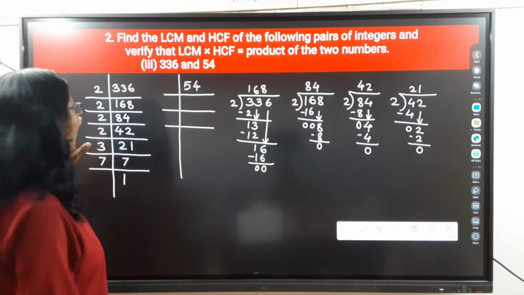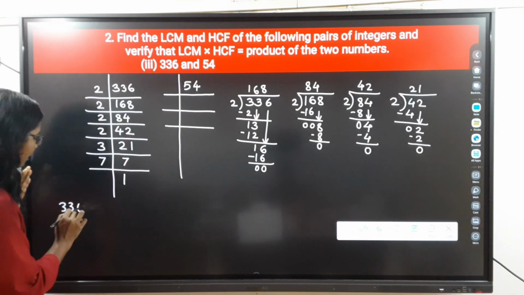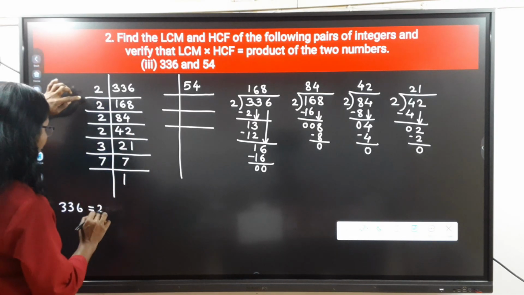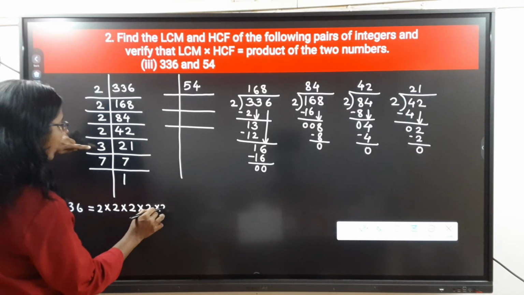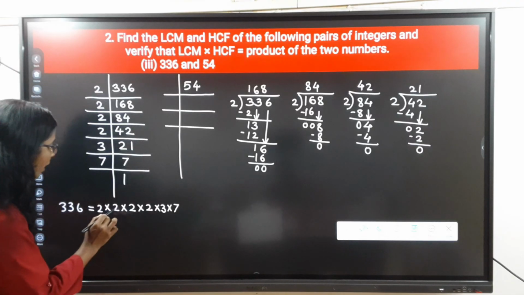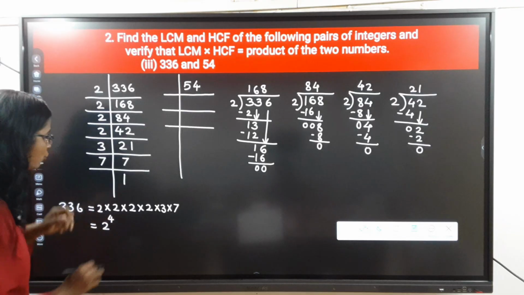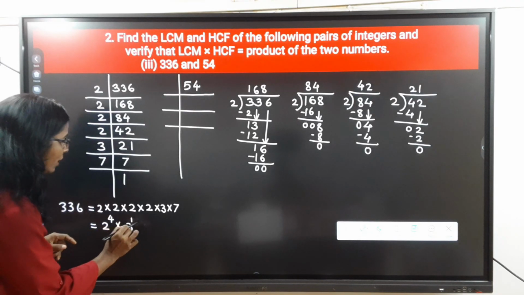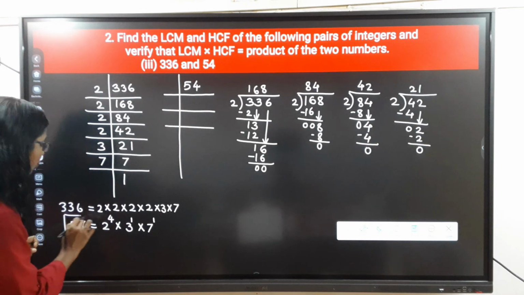Okay students, so now I write down the factors of 336 is equal to 2 multiply 2 multiply 2 multiply 2 multiply 3 multiply 7. Okay students, that means, 1, 2, 3, 4, so 2 comes 4 times. So I write 2 raised to 4 multiply 3 raised to 1 multiply 7 raised to 1. Okay, 336 is factorized this way.